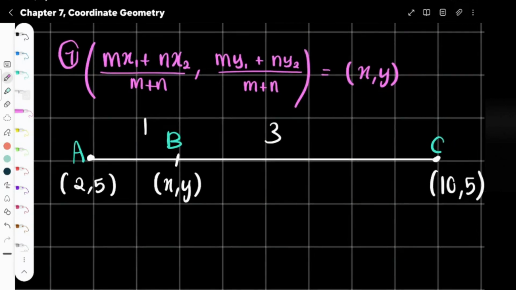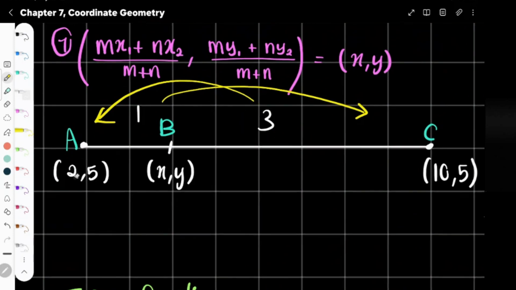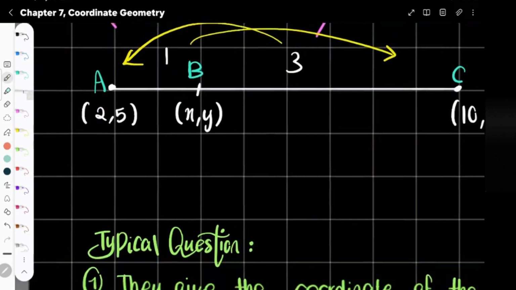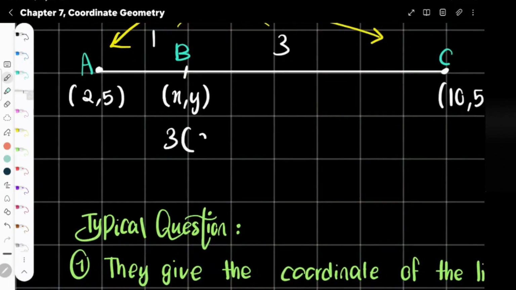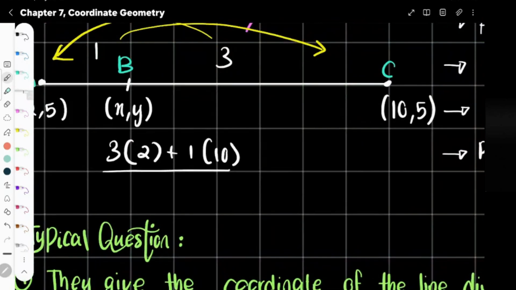Now, the easiest way to do this is by doing a crisscross method. Very simple. Why do I do this? Because it's very easy. Look at the first expression here. The 3 will times with the x value here. And then the 1 will times with the 10 value, and then it will be plus. Just do it one by one. It's very easy. So 3 times 2 plus 1 times 10. And then over m plus n, which is the ratio. You combine both, so over 4.